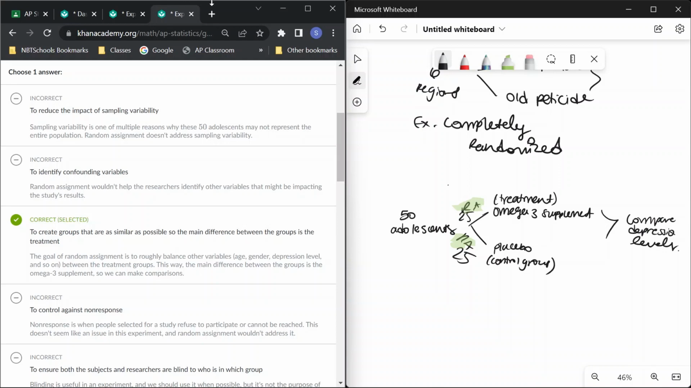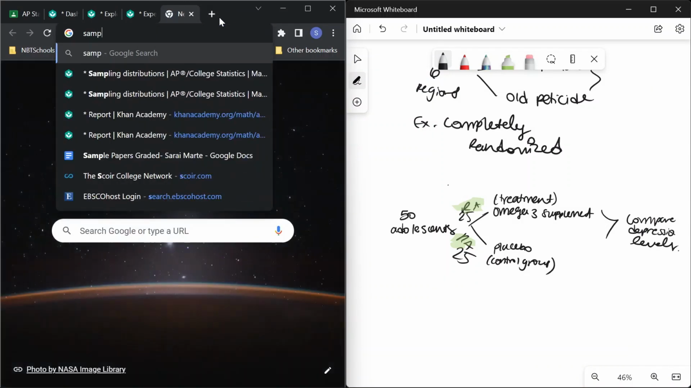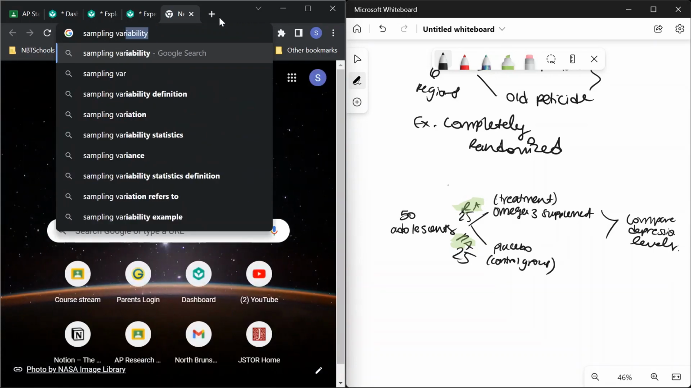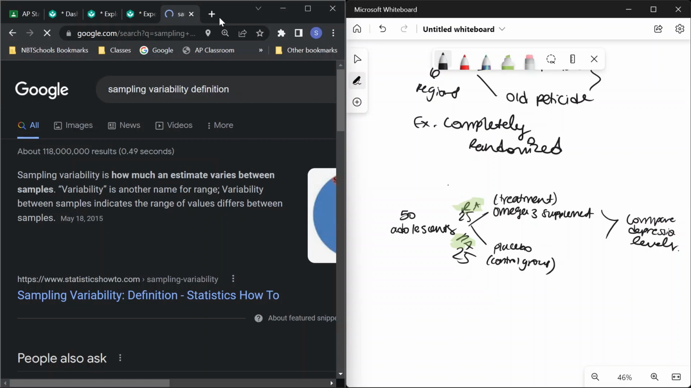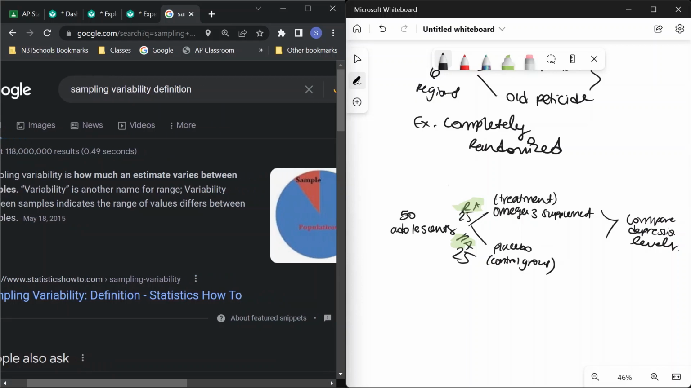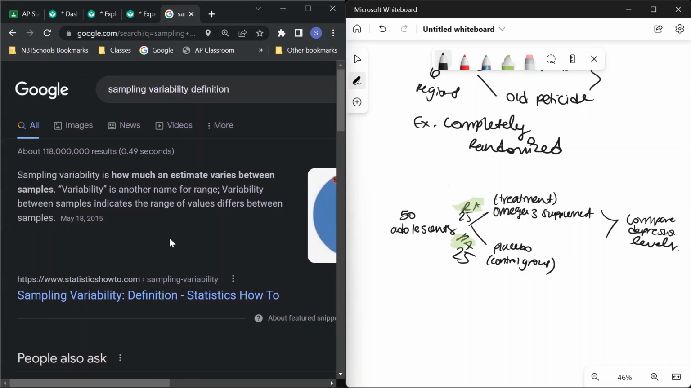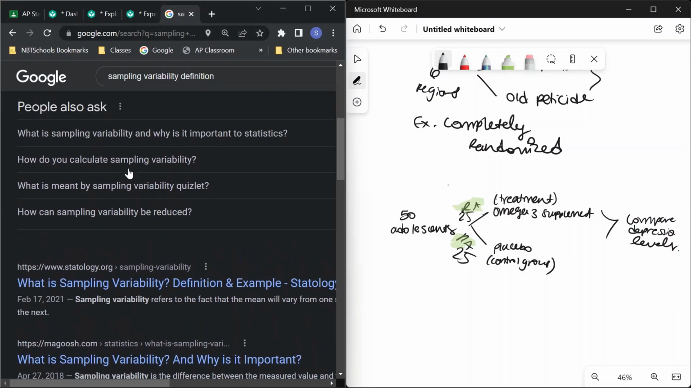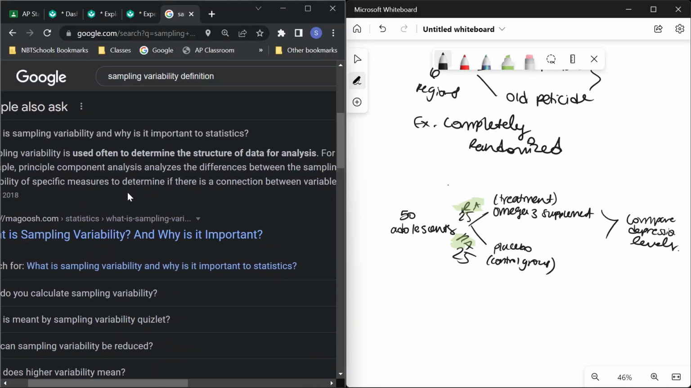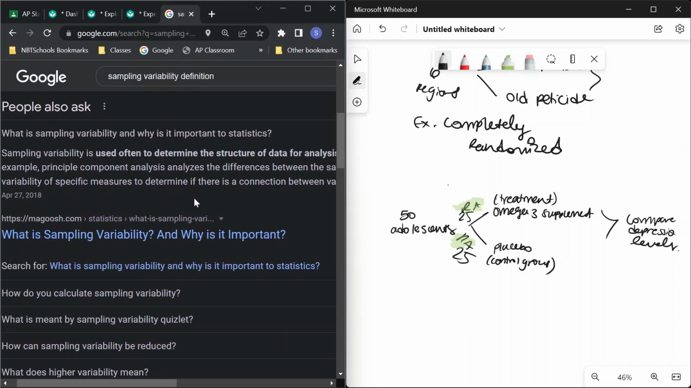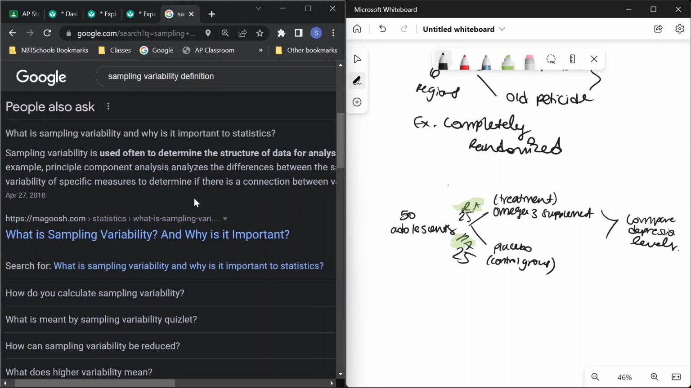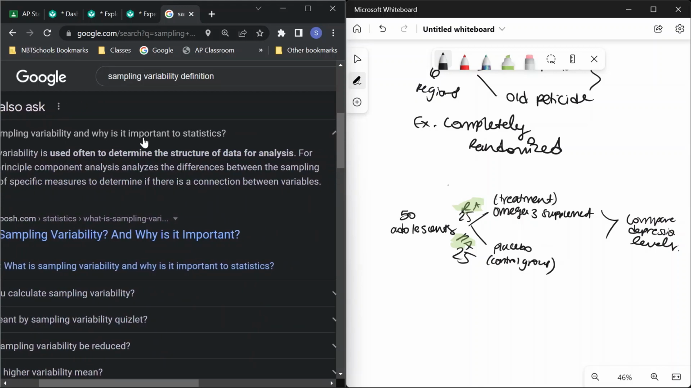Sampling variability. Let's search up the definition for that. Is how much an estimate varies between samples. Oh, it's like if you take multiple samples, that would be your sampling variability. So how each of those samples vary. Kind of, right? Is used often to determine the structure of data for analysis. For example, principal component analysis analyzes differences between the sampling variability of specific measures. I have no idea what that even means.